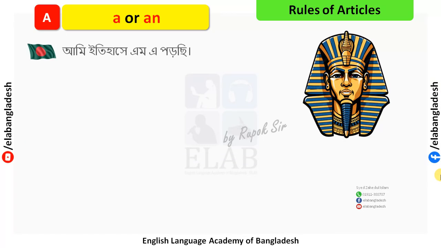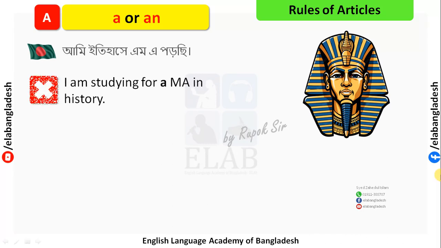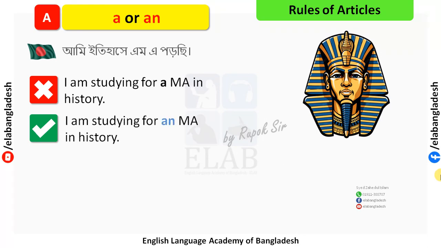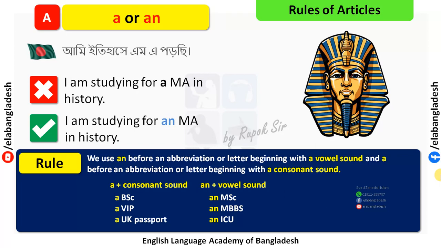I'm studying for a MA in history. I'm studying for an MA in history. We use an before an abbreviation or letter beginning with a vowel sound, and a before an abbreviation or letter beginning with a consonant sound. A plus consonant sound: a BSc, a VIP, a UK passport. An plus vowel sound: an MSc, an MBBS, an ICU.